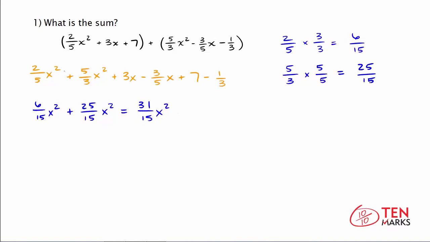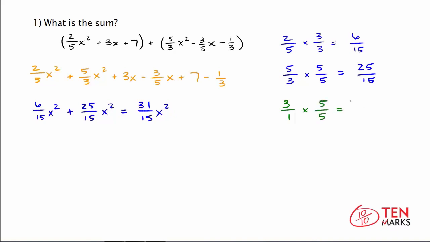Now let's go ahead and take a look at the next terms. We've got 3x and negative 3/5 x. So we have 3, which is a whole number, and a fraction. So we need to turn the whole number into a fraction with a denominator of 5. And to do that, you're going to take 3, and we're going to put that over 1, because that's how you represent a whole number as a fraction. 3/1 times 5/5.